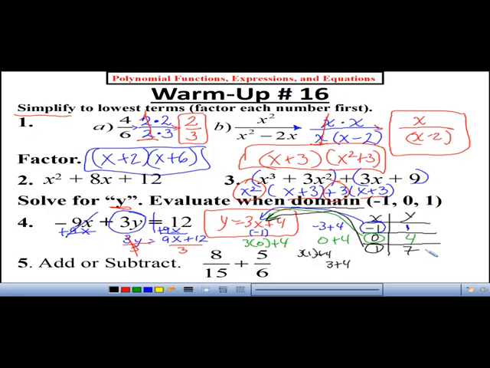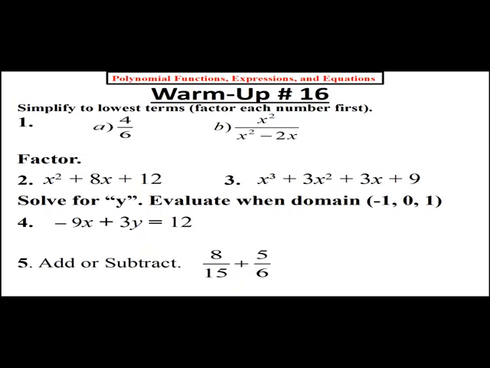And last but not least, let's go over add and subtract 8/15 plus 5/6. Let me do that by itself. 8/15 plus 5/6. In order to add that, we need to find a common denominator, which means we need to rewrite each fraction. And you're saying, how do we do that, Mr. Q? Well, it's very similar to what we did on number 1 with simplifying the fraction.